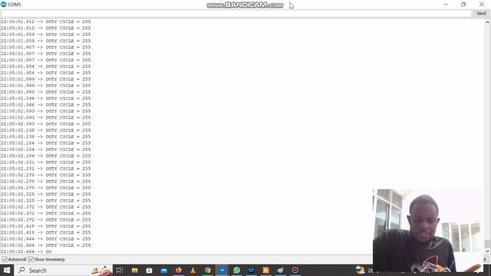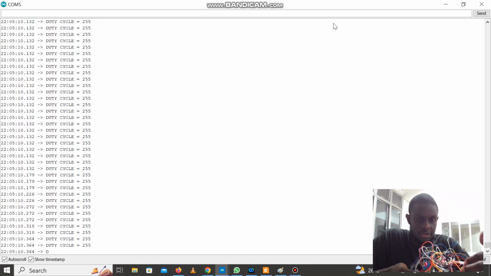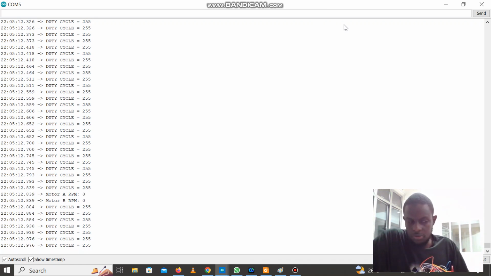Our conclusion is that there is a power problem, because we were using batteries. We suspected that the batteries run down fast and are not supplying enough voltage for the motors to run at the same speed. So it's becoming a problem.